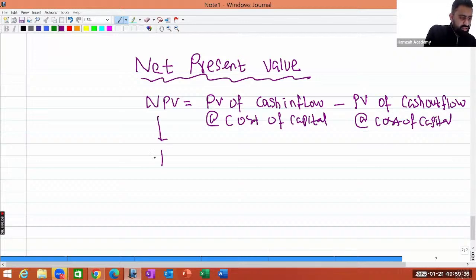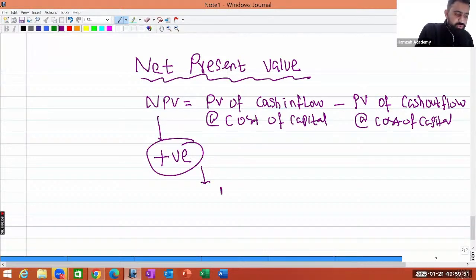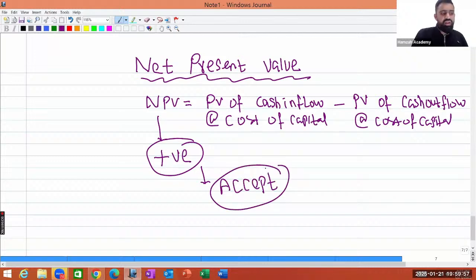And if the answer is positive, that means the present value of the cash inflow is greater than the present value of the cash outflow, then the NPV will be positive and we will accept the project. Positive NPV means it will create more shareholder wealth. Now, this methodology which I have defined is known as NPV. Obviously, it is not that simple. We need to discuss it in very detail.